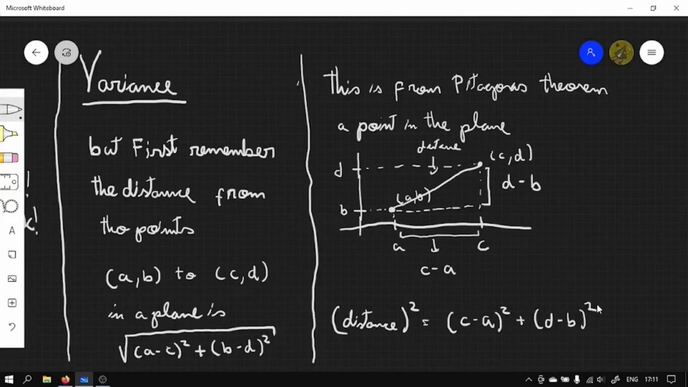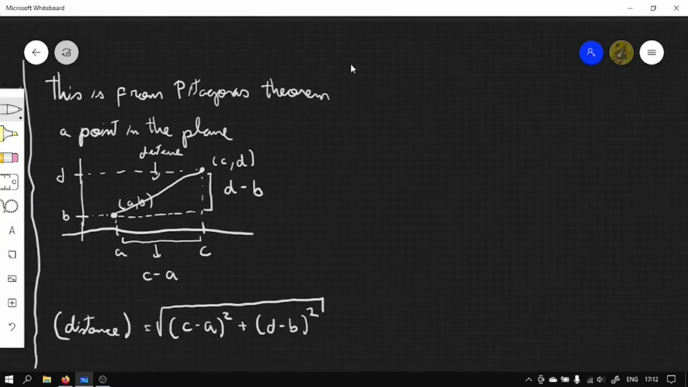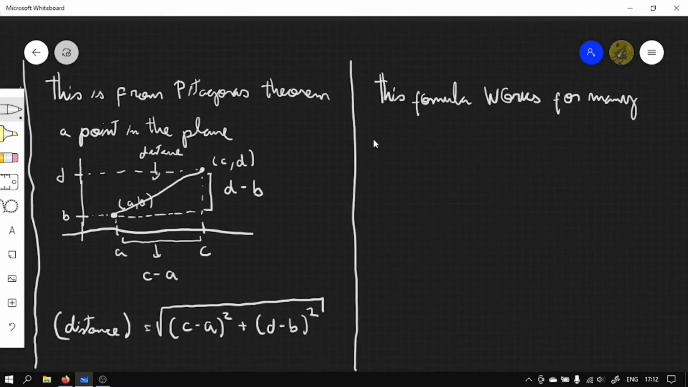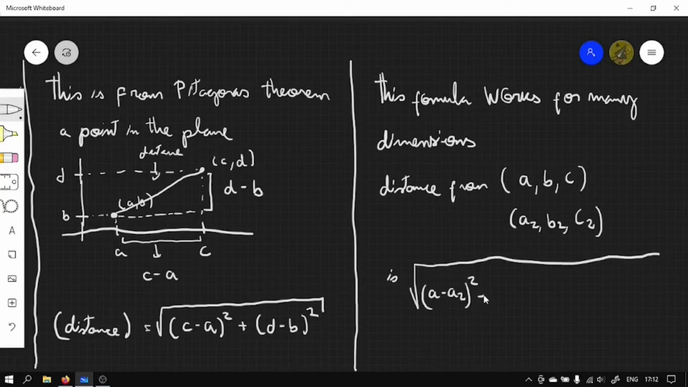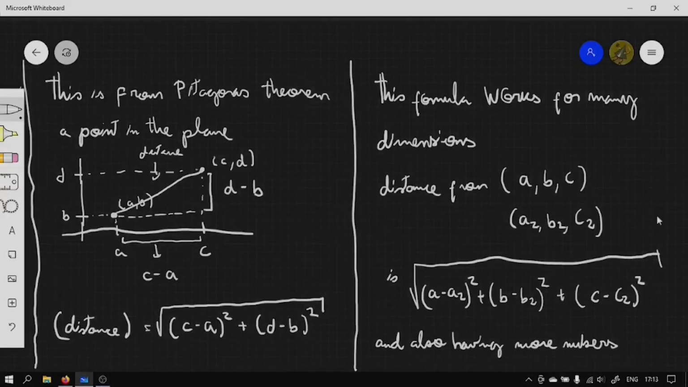So the distance is the square root of this. So that the formula was right. And this formula works for many dimensions. Let's say 3 dimensions, it will be exactly the same. And for more and more dimensions, it's the same.